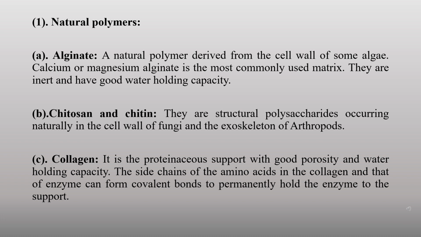Chitosan and chitin. They are structural polysaccharides occurring naturally in the cell wall of fungi and the exoskeleton of arthropods. Collagen. It is the proteinaceous support with good porosity and water holding capacity. The side chains of the amino acids in the collagen and that of the enzyme can form covalent bonds to permanently hold the enzyme to the support.